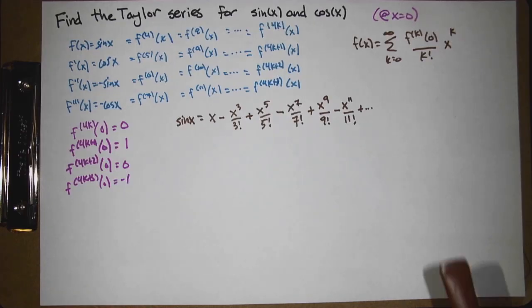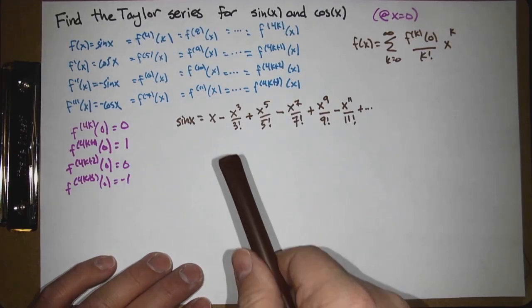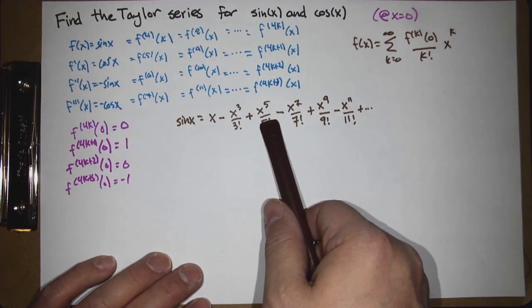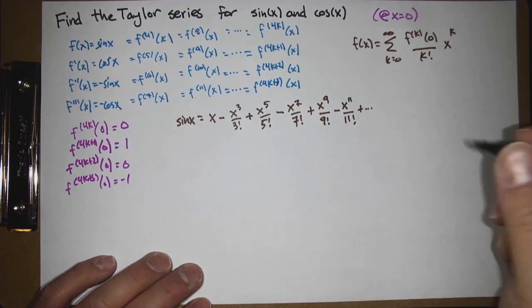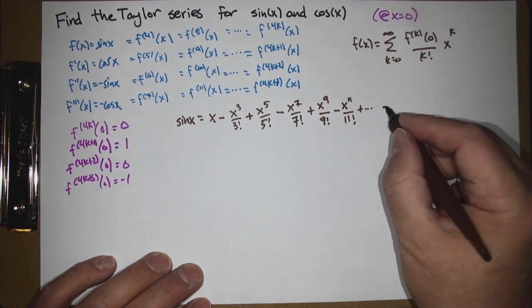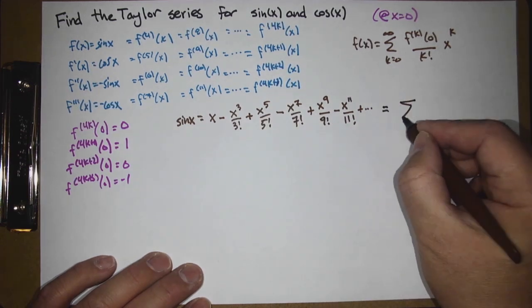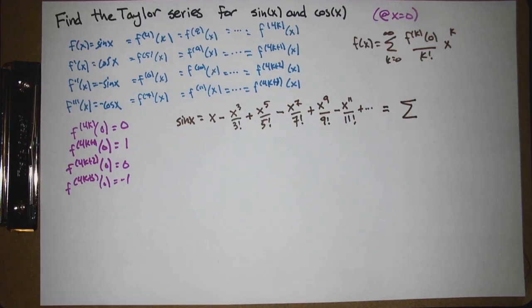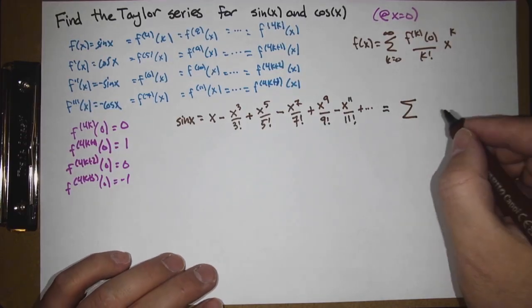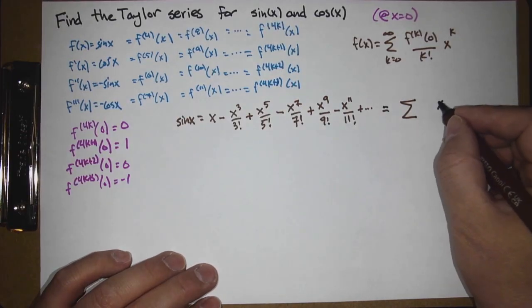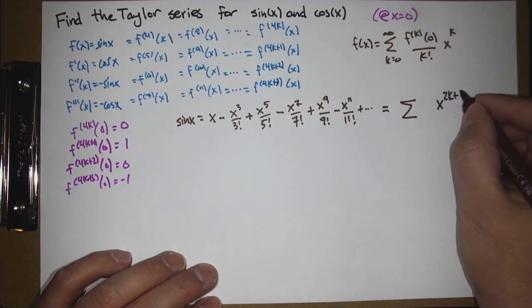Now, we want to write it in a nice compact way. But notice, we're not going to have everything. We're only going to have the odd terms. So here's our idea. Let's write it as odd numbers. Now, what do odd numbers look like? Well, 2 times something plus 1. So we'll have x to the 2k plus 1.